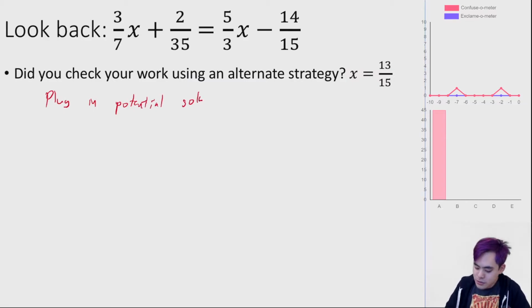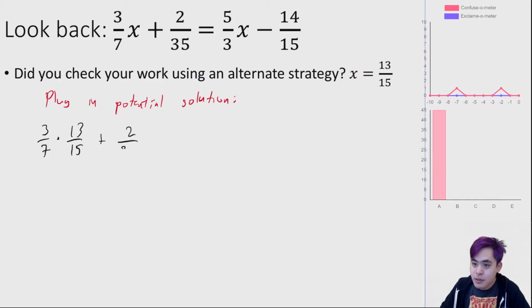And so, let's see, what's that? That's 3/7 times x, where we plug in 13 over 15 for that, times 13 over 15, plus 2 over 35 is equal to 5/3 times 13 over 15 minus 14 over 15. Well, we can simplify a bit, because you'll note that this 3 and the 15 cancel out. That gives a 5. This 5 and the 15 cancel out and gives a 3.